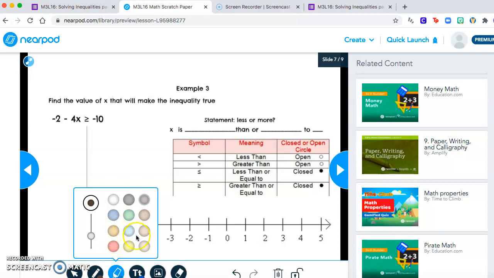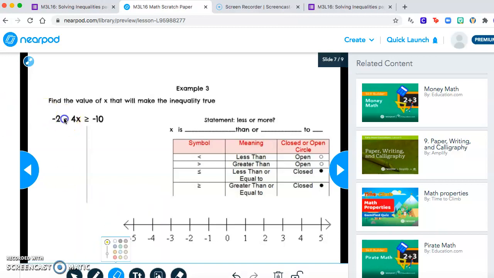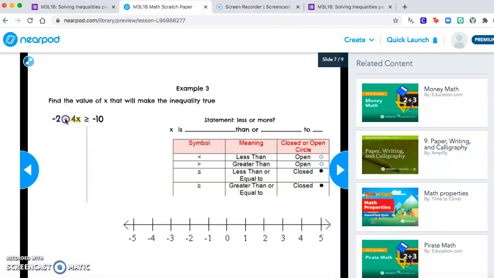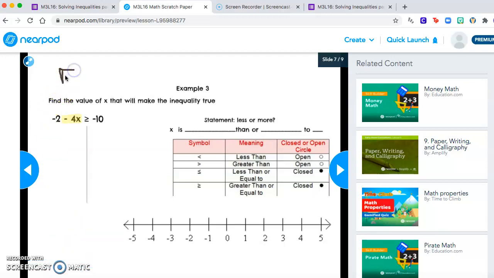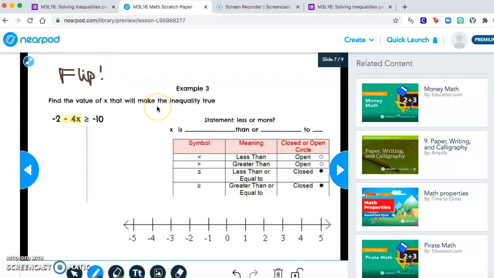Sometimes it's harder to notice, but minus 4x is a negative coefficient. Right there. So what does that mean? That means my inequality is going to flip because we're going to be dividing by a negative number. So it has to flip. Okay, so now what do we do?